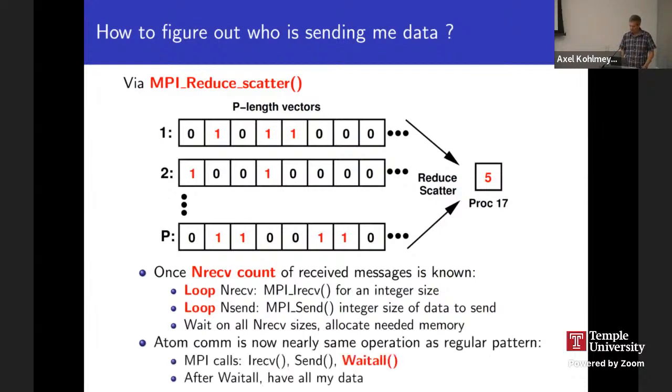After that's done, you can do the atom communication nearly the same way as the regular pattern. You know who you're going to send to, and you know who you're going to receive from. The difference, and I'll show you this later in code, is that you can't just do exchanges where you post one message and receive one message. You have to post all your receives, do all your sends, and wait on all of the receives to come in, but now you've received all those ghost atoms from another process.